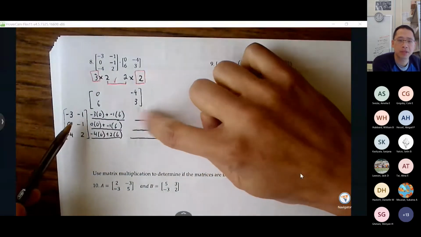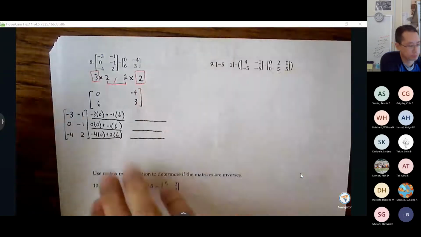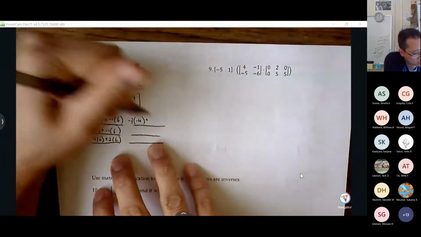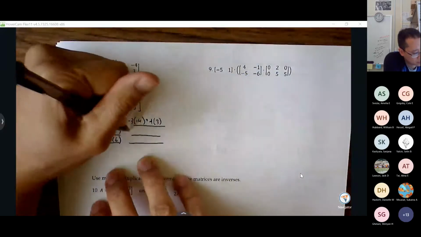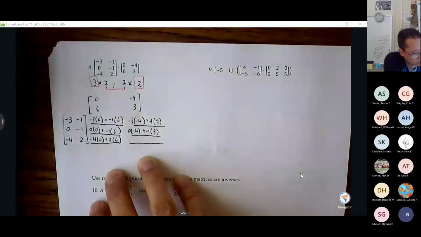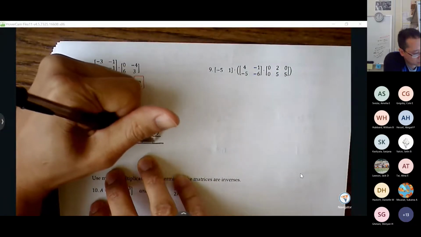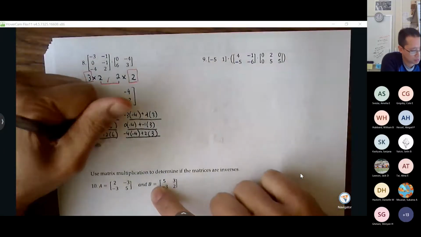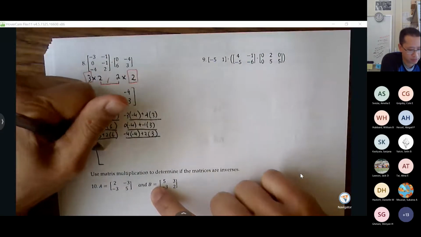Okay. This empty space here is first row, second column. Okay, here's the resulting matrix. 0 and -6 is -6.